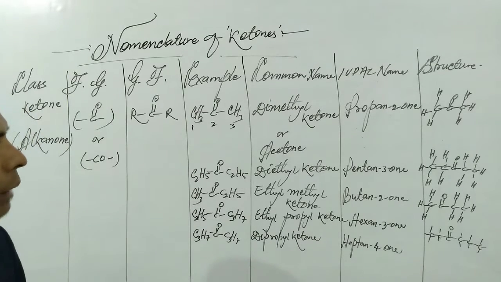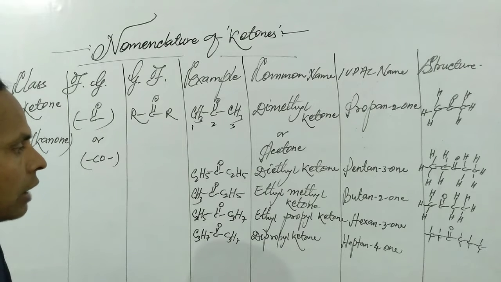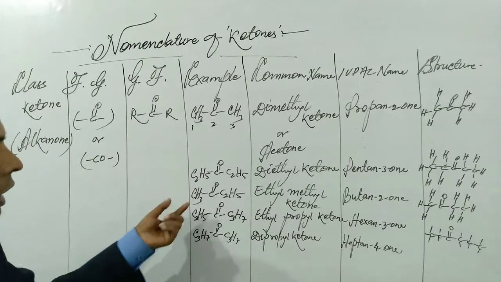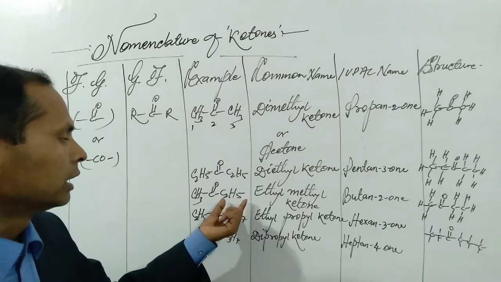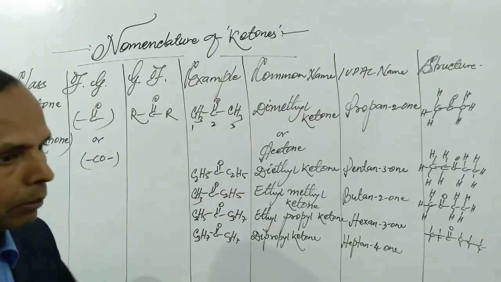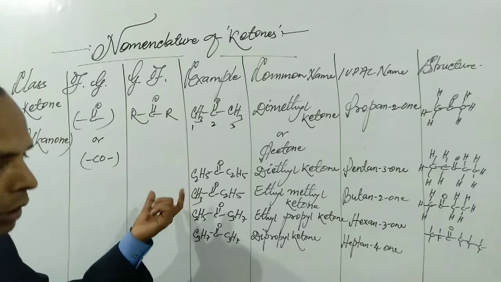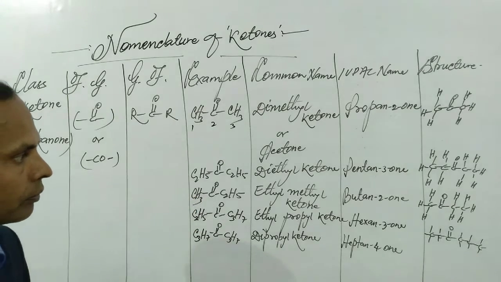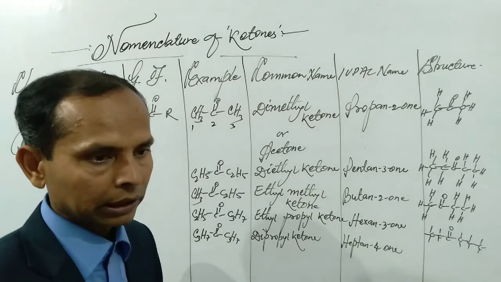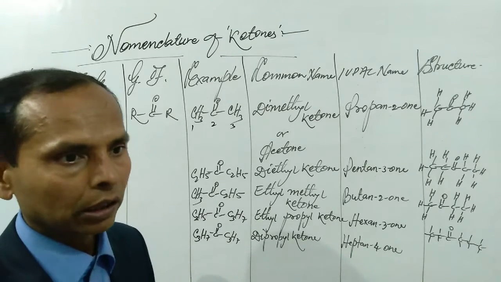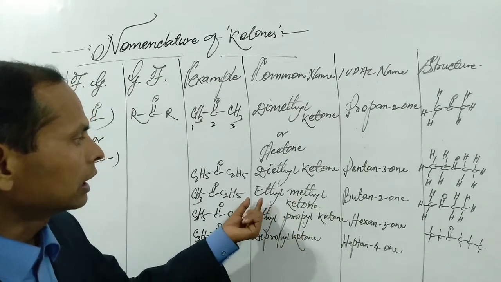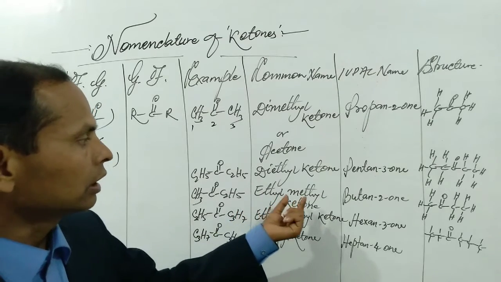In case we have to give different alkyl groups like methyl and ethyl, then the name of such compound is ethyl methyl ketone. This is methyl group, this is ethyl group. Ethyl group contains the maximum number of carbon atoms. But according to IUPAC system, the naming of such compound is in alphabetical order. So first we give ethyl and then methyl, because letter E comes before the letter M.